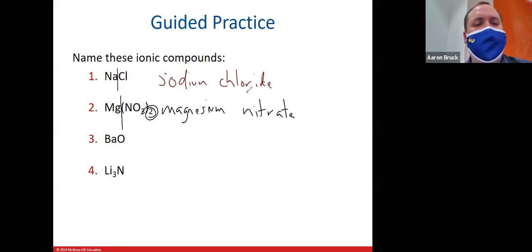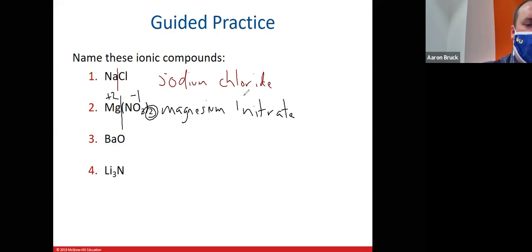With regard to that 2 there, why is that 2 there? Why do I need 2 nitrates to every 1 magnesium? David? The charge on the magnesium side is positive 2. Nitrate only has a negative 1 charge, so I need 2 of them to balance out the charge.